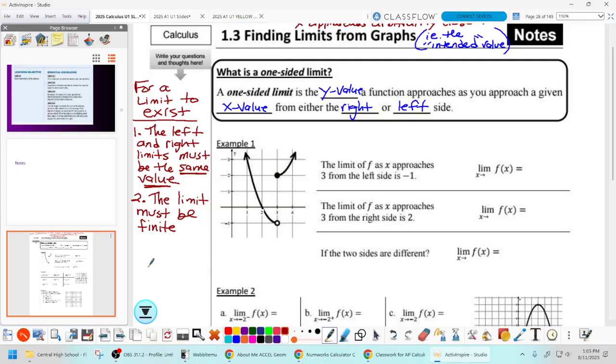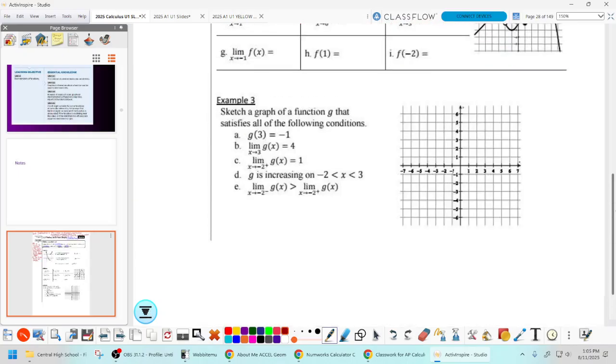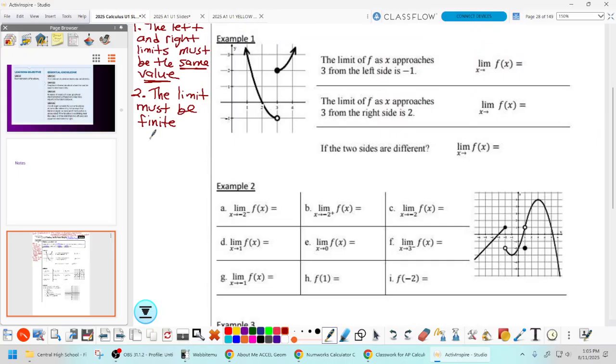Well, just as a reminder, from Algebra 2, but also from pre-calc. So let's say we have a function that looks like this. Does the limit exist? As x gets closer and closer to 0, it's doing the same thing on both sides, right? So that first condition is met. The left and right limits are the same, but it's going where? Infinity. Is that finite? No. So this one has no limit because those are finite values, not infinite values.